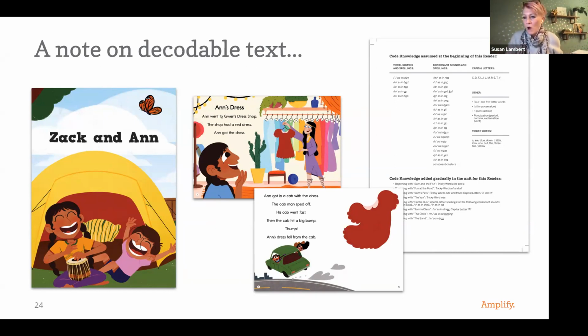There are really good quality decodable texts out there, but again, make sure of where this particular text comes from. The Core Knowledge Language Arts program has decodables in which each one of them shows at the back of the book the code that's assumed at the beginning. So the kids should know these sound spelling patterns, and the code that's actually introduced throughout each one of the readers. So that's what you want to do. You want to make sure that your decodable reader is actually matching your sequence of instruction to help support the kids in terms of their practice.